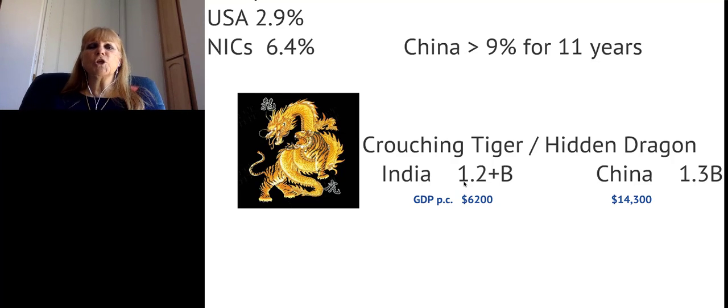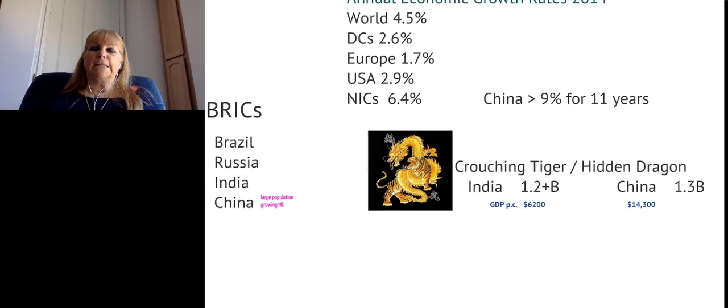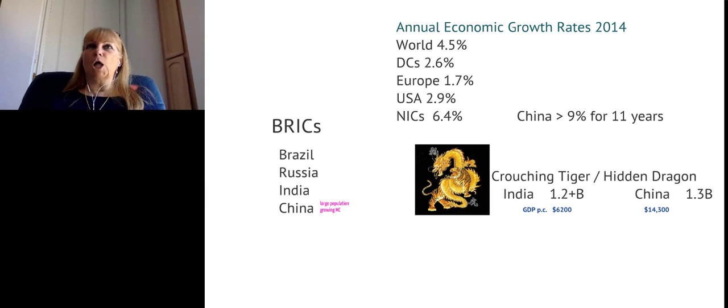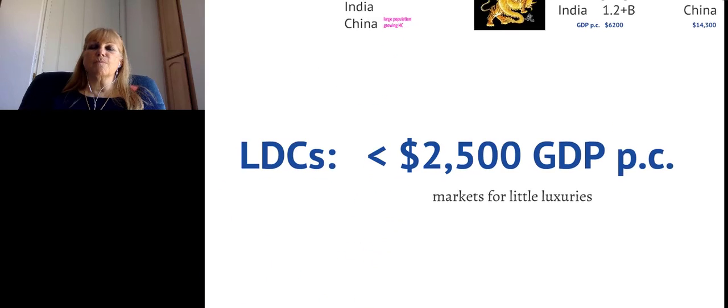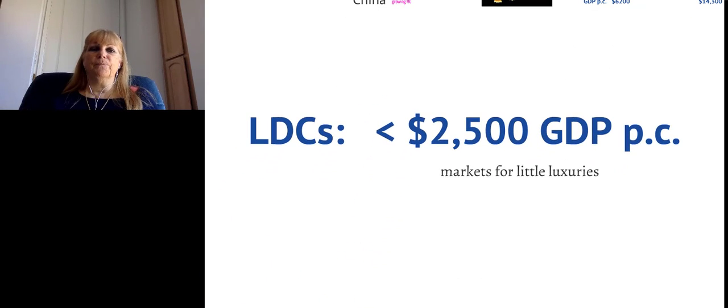Both countries have huge, very, very poor populations in the countryside, but they also have huge populations of middle-class people in the city. India alone has more than 400 million middle-class people. Now, there is one other category of countries, and this is a lot of countries. Okay, this is very large. The majority of countries are actually still LDCs.